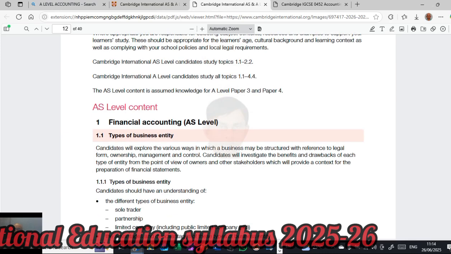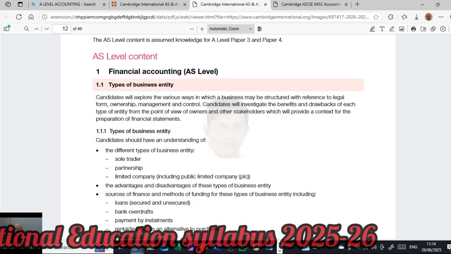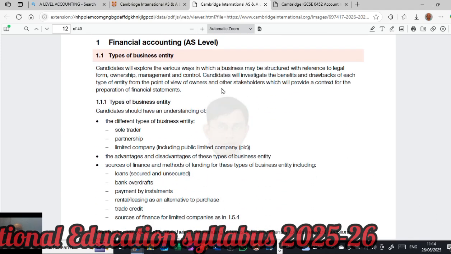So AS level content. What is the AS level content? First, types of business entity. What are the various types of business entity? The different types of business entity are sole trader, partnership, limited company. Who is a sole trader? A sole trader is when you as a person start your own business. When a single person starts a business on his own, he is called a sole trader. Sole means one trader. Only one trader is involved. So he starts the business and he runs everything on his own.